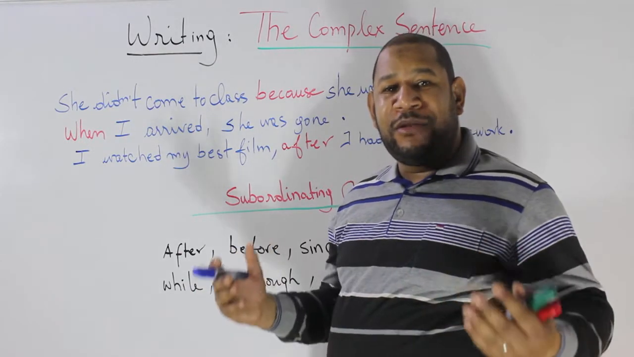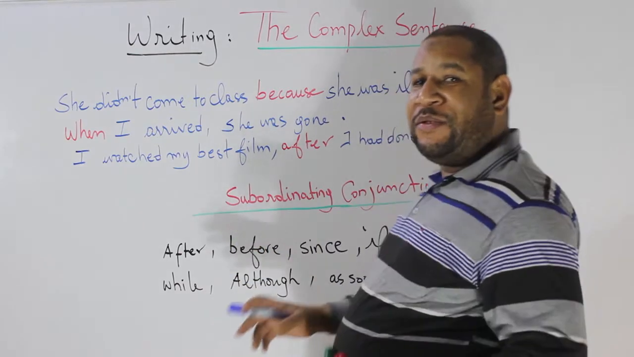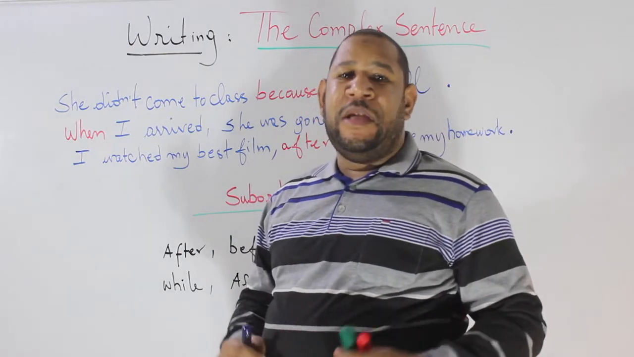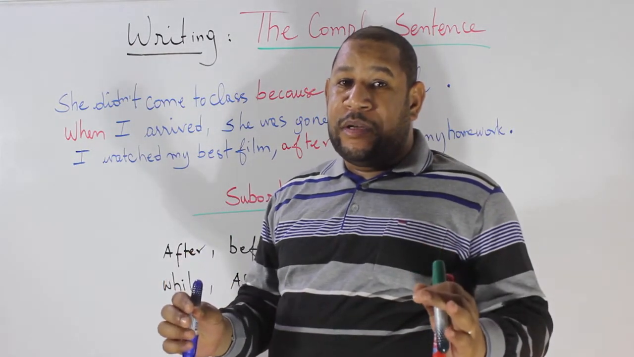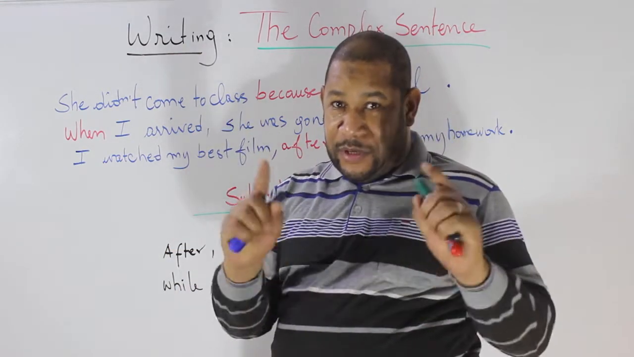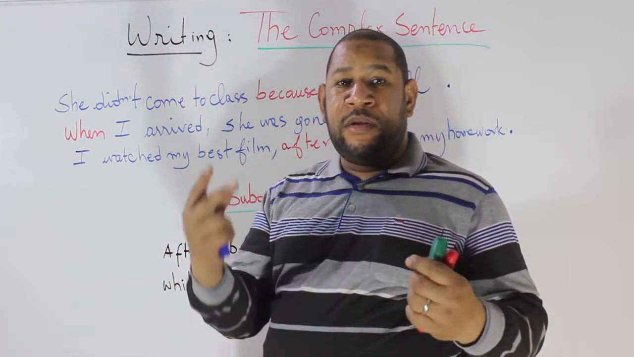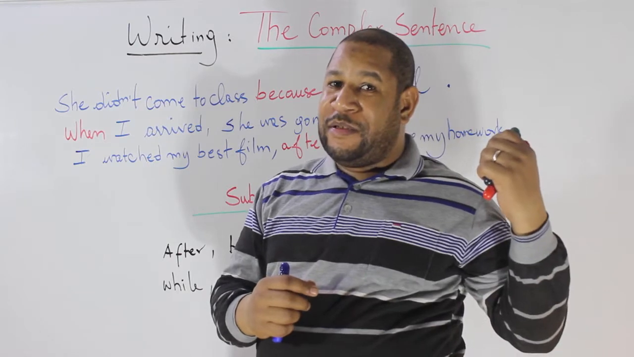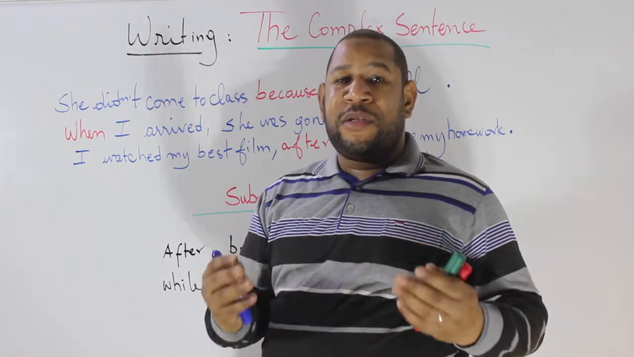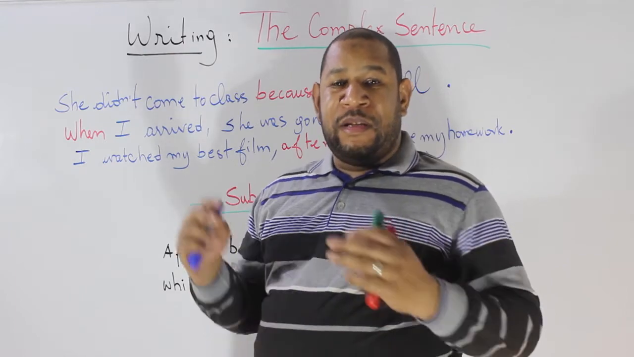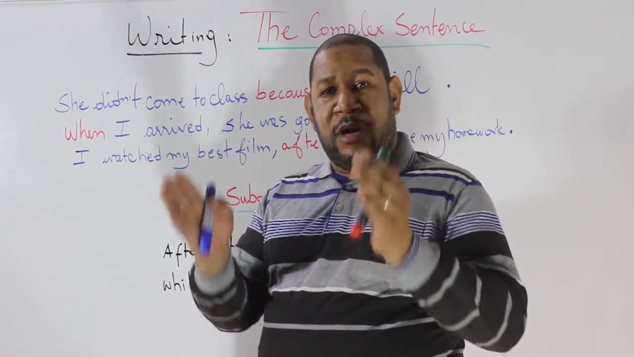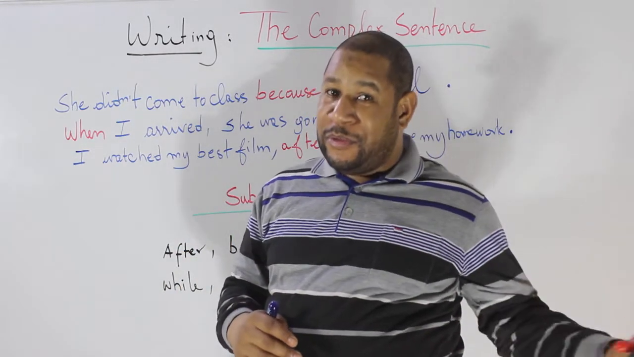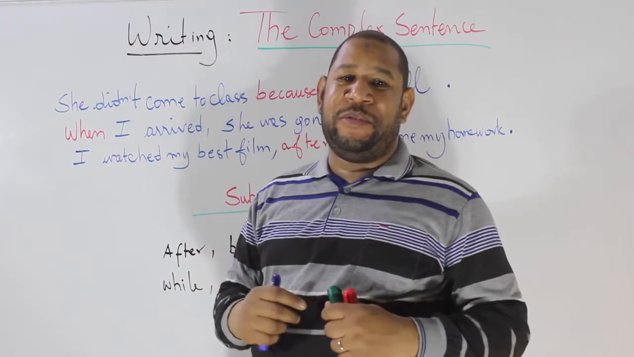Today we are going to see another type of sentences. Our sentence today is called the complex sentence. So what is the complex sentence? The complex sentence is simply a sentence, one sentence, made of two or more clauses. It's the same as the compound sentence, but there is a difference. What is the difference? The difference is that this type of sentence is made of one independent clause and one or more dependent clauses. We are going to see what we mean by that.